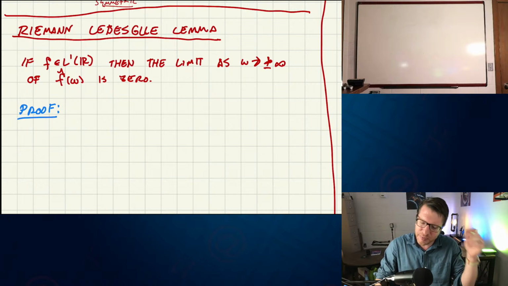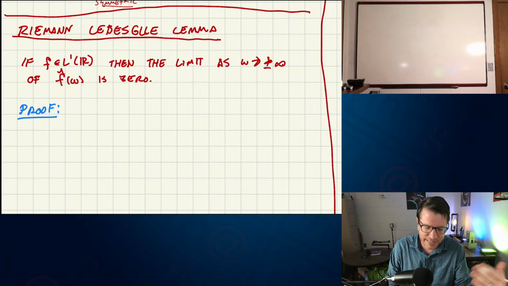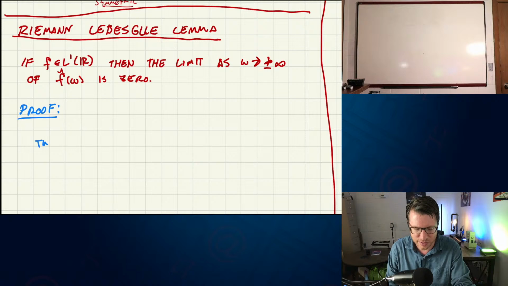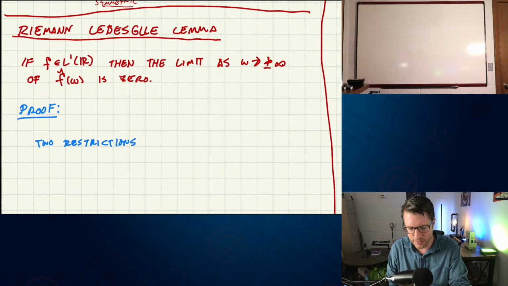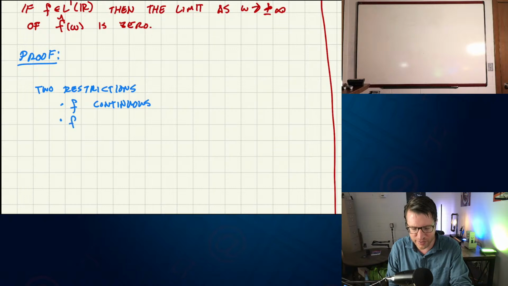There was something that we end up doing. It turns out this is really hard to do for L1 functions in general. So we're going to make two restrictions. We're going to have f be continuous, and I'll show you why we want continuity in a minute. And then we're going to assume that f is what is called compactly supported.